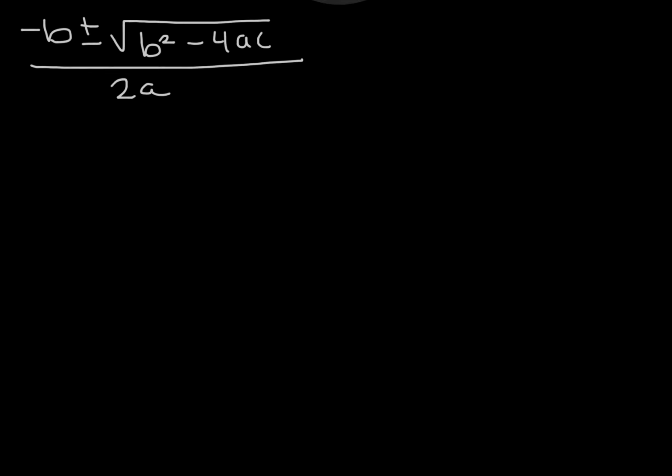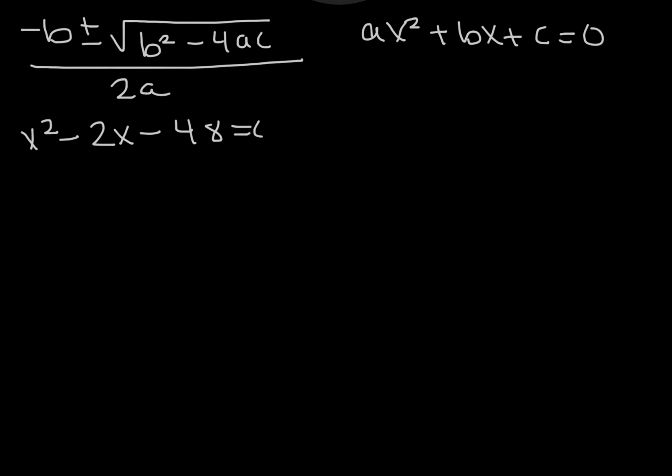So now one important thing I want you guys to remember is when we're doing quadratic formula, you want to make sure that your equation is in standard form first. So just in case you guys forgot, standard form is going to be ax squared plus bx plus c equals 0. So let's take the following equation. So let's say we have x squared minus 2x minus 48 equals 0.